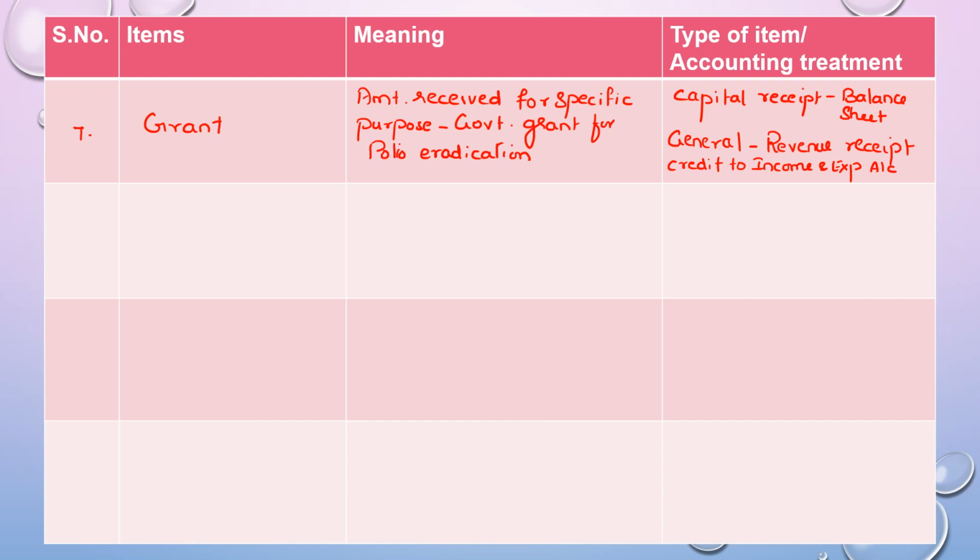So in a grant, normally the purpose is specified and it can be utilized only for that purpose. But if a grant has been given and you don't find any specific purpose specified, then you take it as a general grant, treat it as a revenue receipt and credit it to the income and expenditure account. Is that clear? Moving further. The next item that you will find on the income side of the income and expenditure account is sale of used sports material.